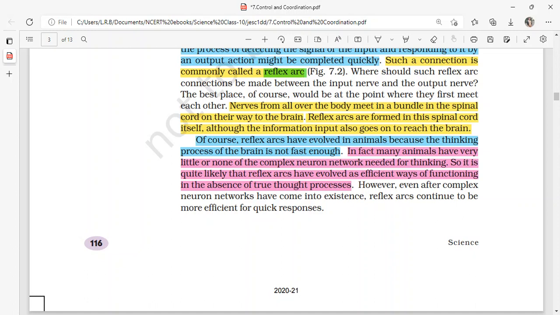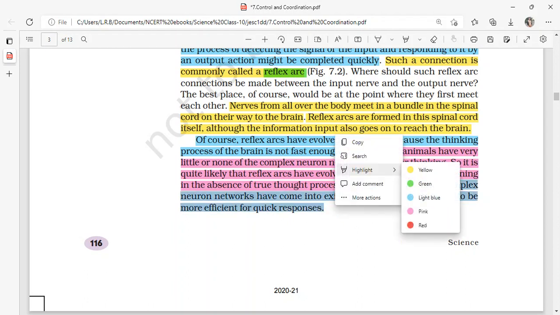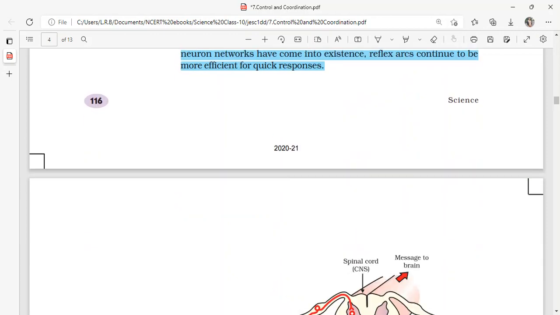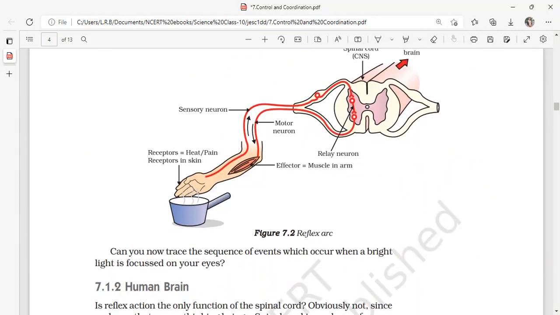However, even after complex neuron networks have come into existence, reflex arcs continue to be more efficient for quick responses. So these reflex arcs are much faster than our brain to process and think about the responses or the signals that we get from the environment. Yeah, this is quite interesting. Yeah, underline this statement. Okay, let us now observe the figure.